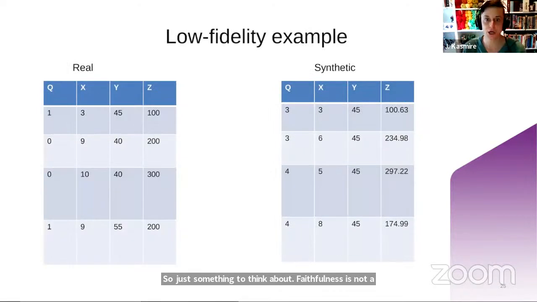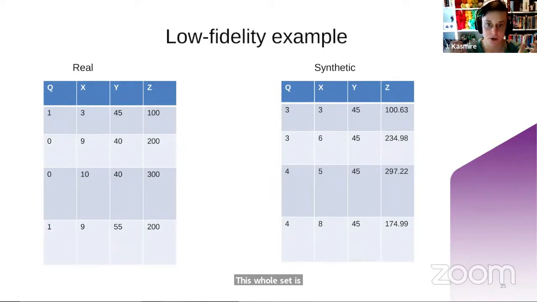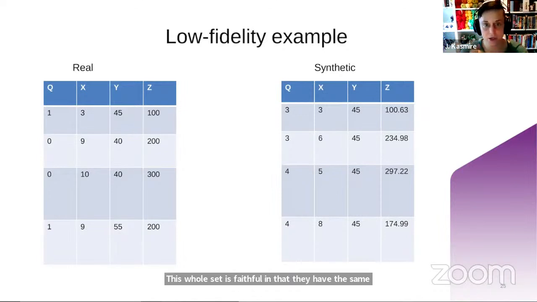So let's look at this low fidelity example. This whole set is faithful in that they have the same number of columns and rows and the labels and columns roughly match. But let's look at column Q. The synthetic version is faithful in that both the real and synthetic have an even distribution over two options. But the synthetic version has 3 and 4 instead of 0 and 1. So it's faithful on the distribution and the number of categories, but is not faithful on the contents of those categories.